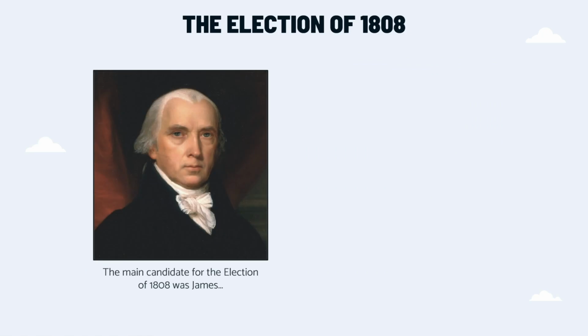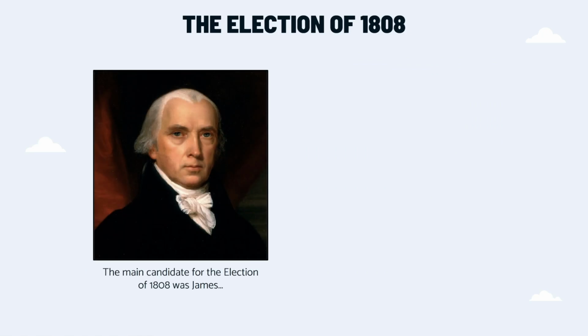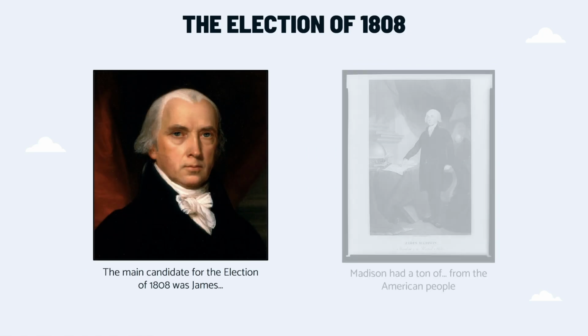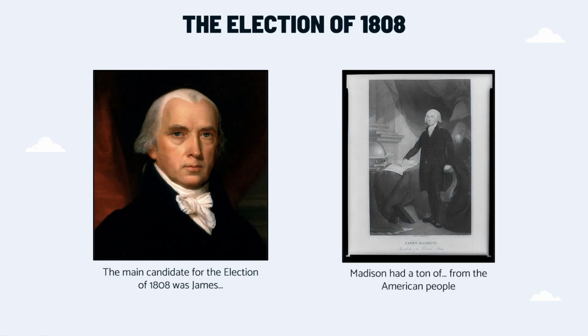And the main candidate for this election was James Madison. Now, Madison had a ton of support from the American people. Remember, this guy is a founding father. He's one of the biggest political names in this time period, and it made sense that he would eventually run for president.